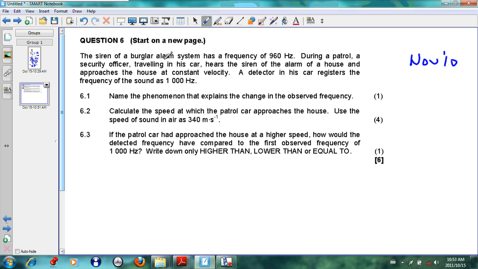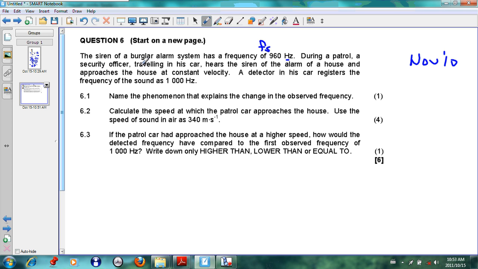The siren of a burglar alarm system has a frequency of 960 Hz. So if we look at this, we must decide now, is this the source or the listener? So the siren is the one that makes the sound. So this is the frequency of the source. And the Hertz will tell you that it's frequency.